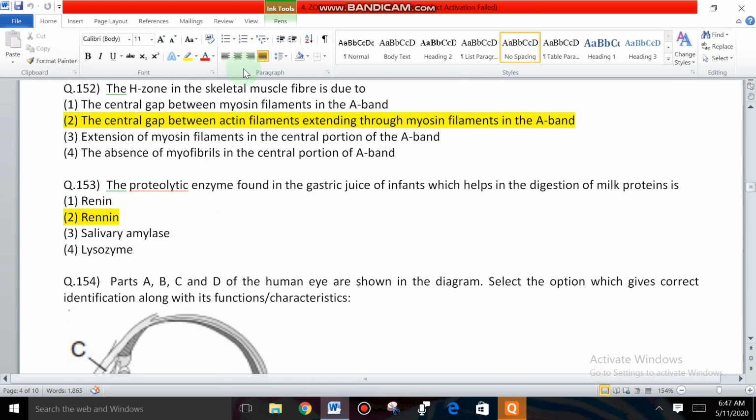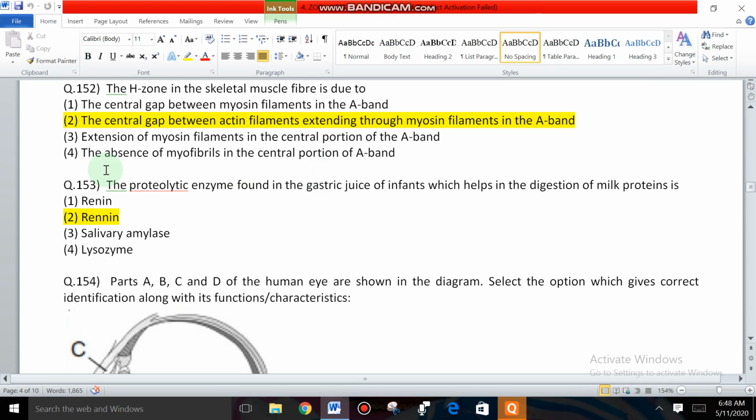The H zone in the skeletal muscle fiber is due to, we discussed it earlier. This type of question is given especially regarding the muscle. Just draw the rough diagram, then you can go through the answers. What is the H zone? The non-overlapping area of the actin filaments on the myosin is called the H zone. Clear?